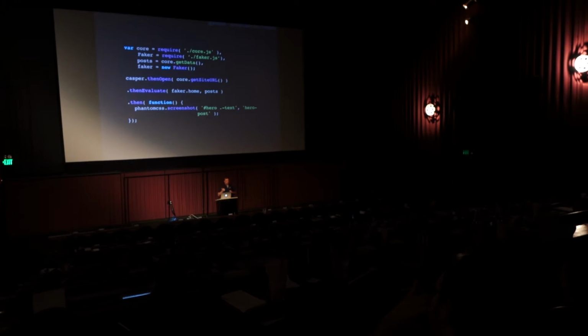So you require the faker, you get the posts out of core, and then the faker, you instantiate it, and then you open, and I'll show you this core.getSite URL soon, and then you evaluate. So then you go through and you run the faker and you replace all of the content, and then you take your screenshots. So we're testing hero text, and we're replacing that with hero post, or we're calling that hero post.